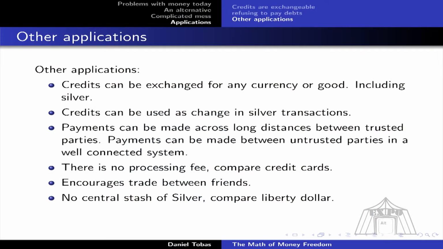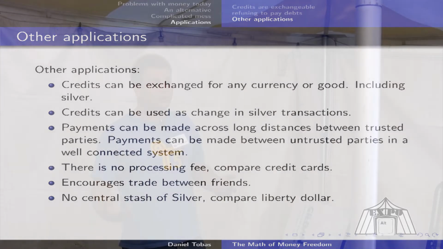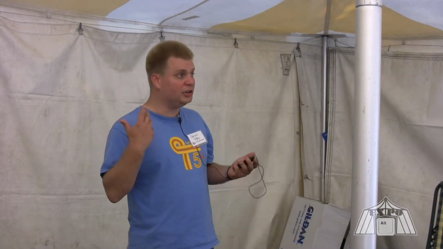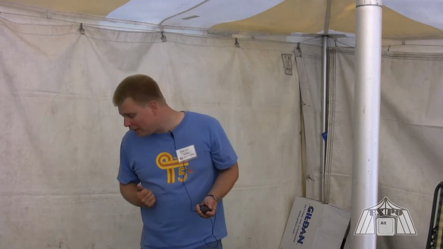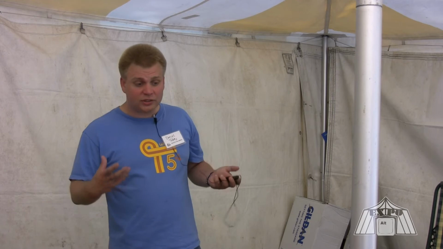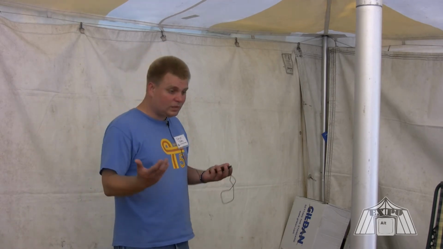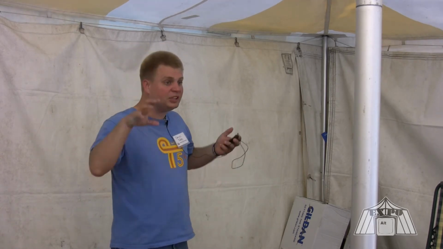In this type of system, there's no central stash of silver. You have an account, and you use basically your word or your honor to back that account. The value is that you'll make good on those debts if they're called in. That's where the value is derived. And there's no central stash of silver. So you might have a little silver, I might have a little silver, and together we've got the value there, but there's no stash.